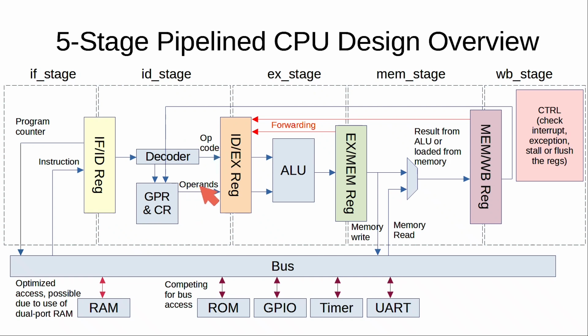With this opcode and operands, we can now go to the execution stage where we will do the computation based on them. So we have an ALU to compute and then pass the result into the next stage, which is the memory stage. In the memory stage, depending on the instruction, we may need to write the result back into the memory, or maybe we need to read the data from memory, or maybe we don't even need to access the memory at all. It all depends on the instruction.